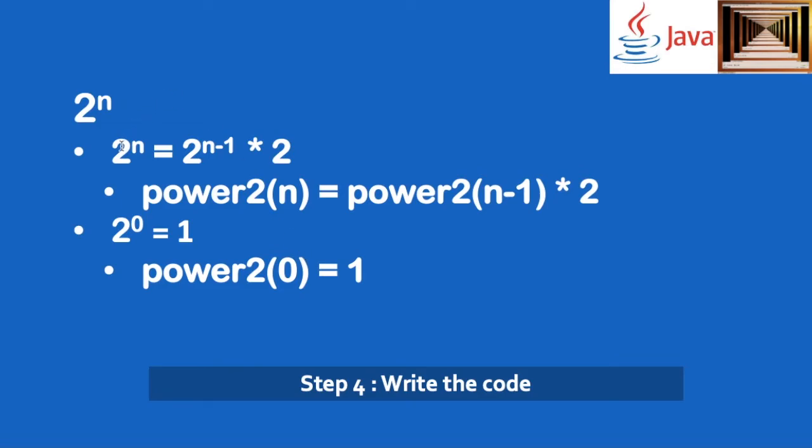So we know 2 to the power n is equal to 2 to the power n minus 1 into 2. And let us just write it in this format so that it's easier to code. So power 2 of n is equal to power 2 of n minus 1 into 2. We're just writing this exact same expression, but just expressing it in this format. And 2 to the power 0 is equal to 1. So power 2 of 0 is equal to 1. Once we know these two things, we can just go ahead and write the code.